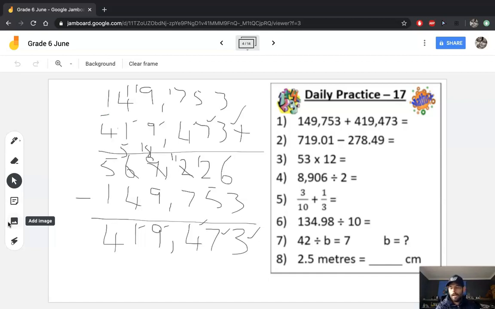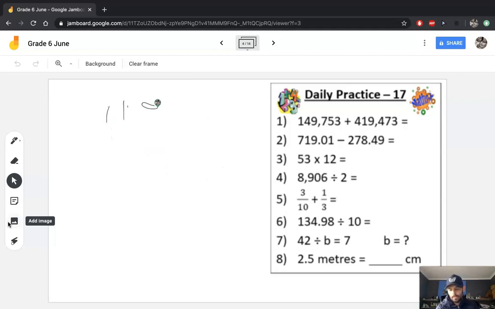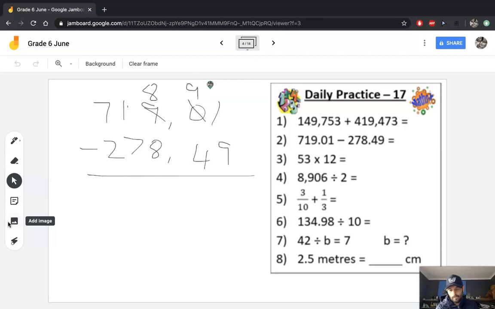Everything's correct. And now we can have a look at the subtraction sum in question number 2. 719,01 take away 278,49, and we know that we're going to have to borrow when the numbers are not big enough. So 11 minus 9 is 2, 9 minus 4 is 5, again the decimal lines up, 8 minus 8 is 0, 11 minus 7 is 4, and 6 minus 2 is also 4.